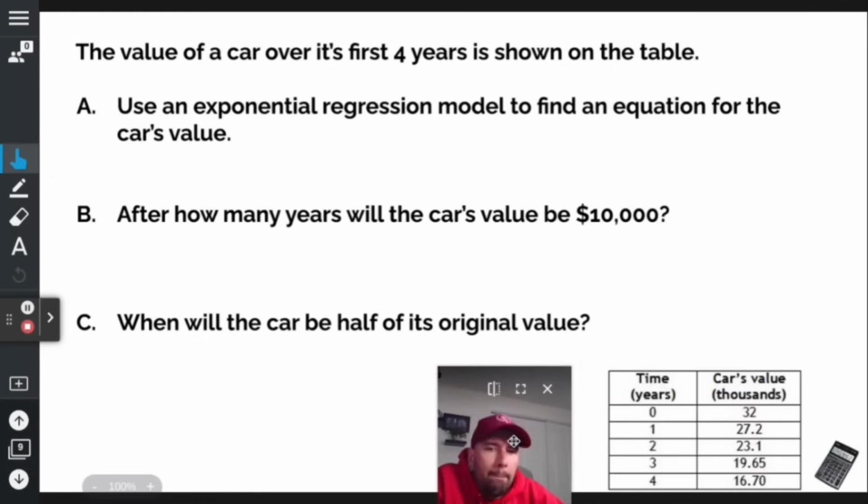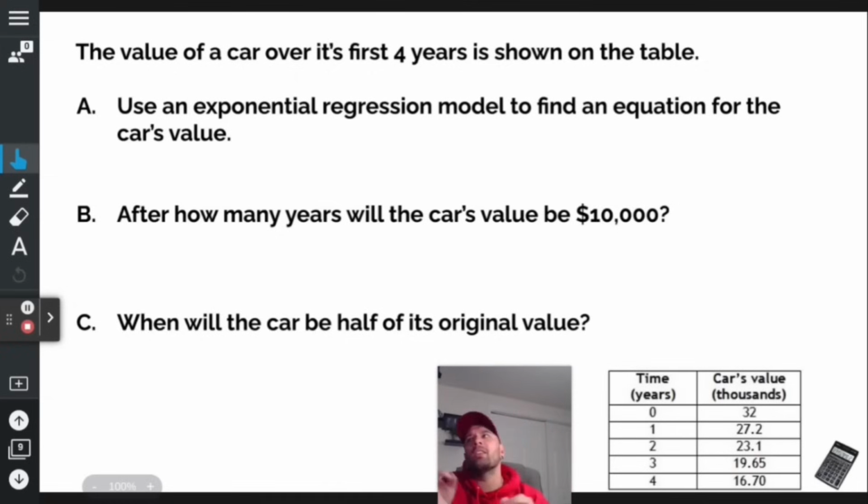Calculator problem. All right, so what we have is a chart, a bunch of numbers, a car. The value of a car over its first 4 years is shown in the table. Use exponential regression to find an equation for the car's value. This concept is called depreciation. When you buy something brand new, it loses its value over time.